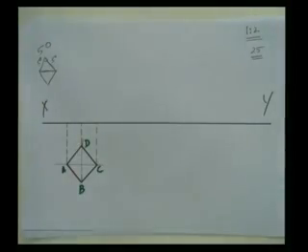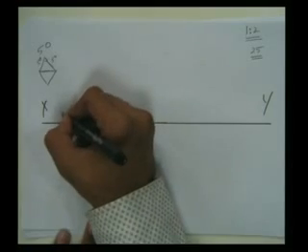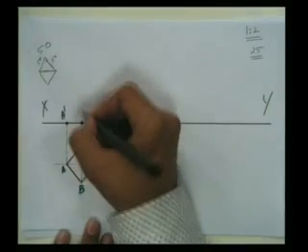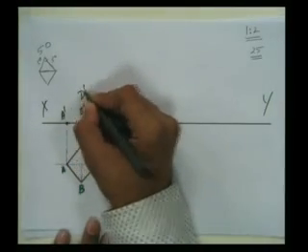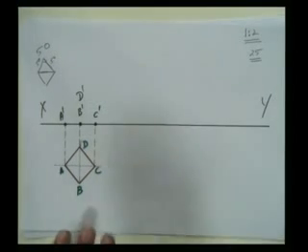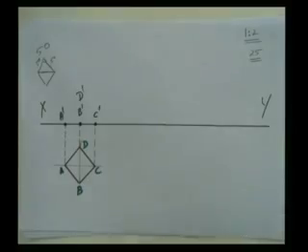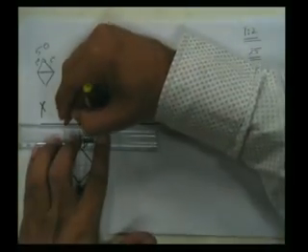I'll have the points A dash, B dash, D dash, C dash. So I have this line as the front view.